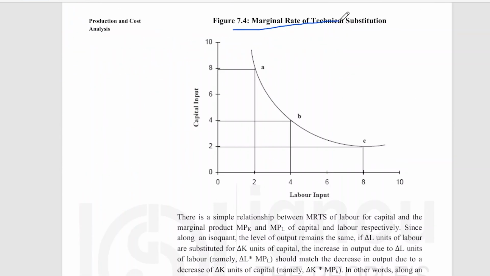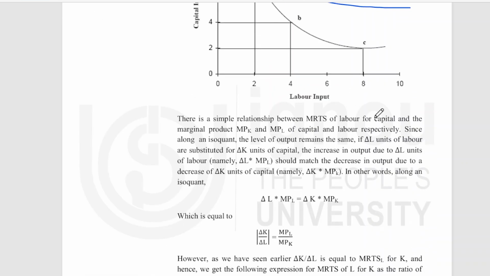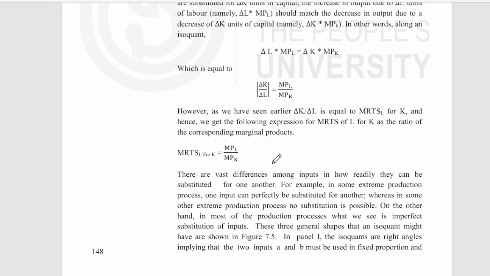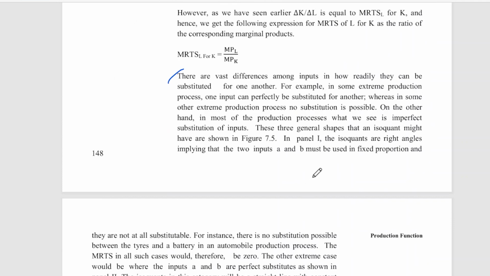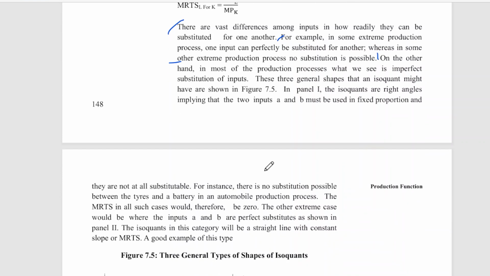And this is the map of the marginal rate of technical substitution. This is the curve for that. And there is a simple relation between the MRTS of labor for capital and the marginal products MPK and MPL of capital and labor respectively. There are vast differences among inputs in how readily they can be substituted for one another. For example, in some extreme production processes one input can perfectly be substituted for another, whereas in some other extreme production processes no substitute is possible. On the other hand, in most production processes what we see is imperfect substitution of inputs.